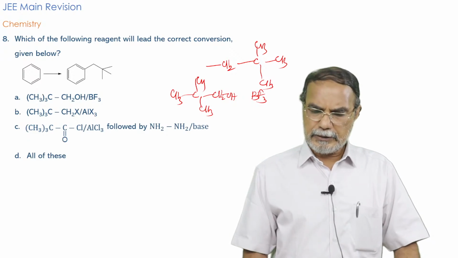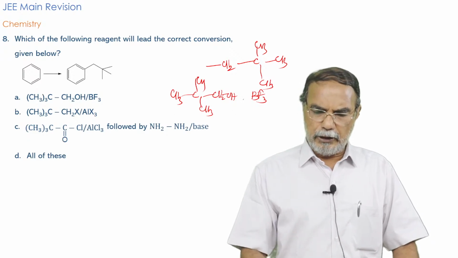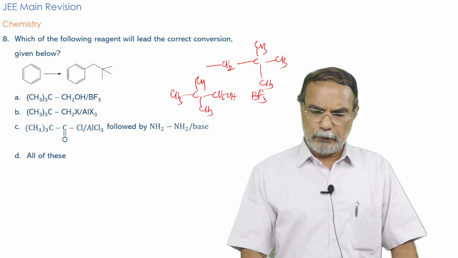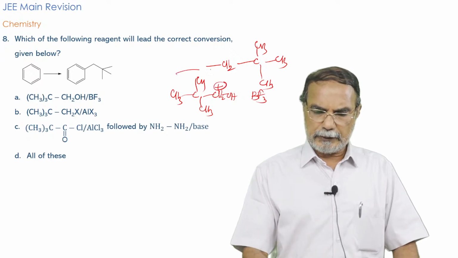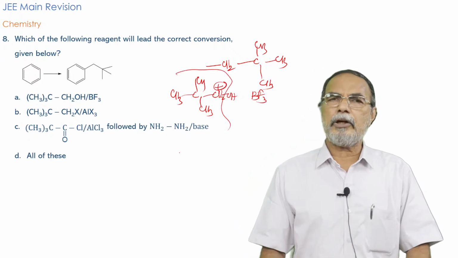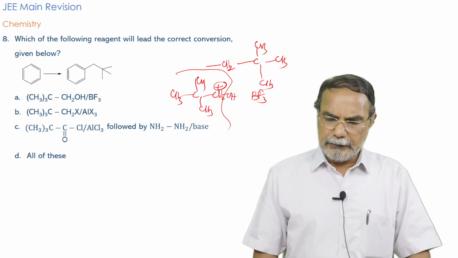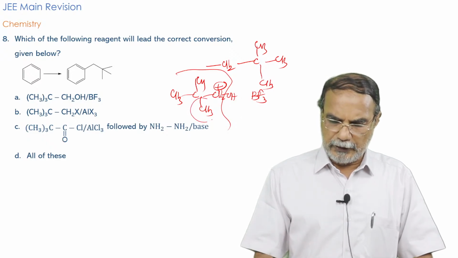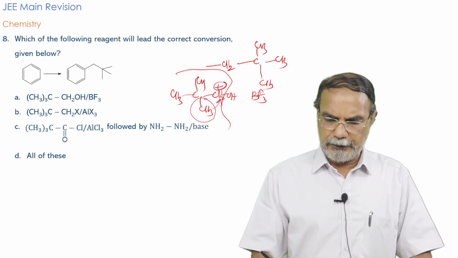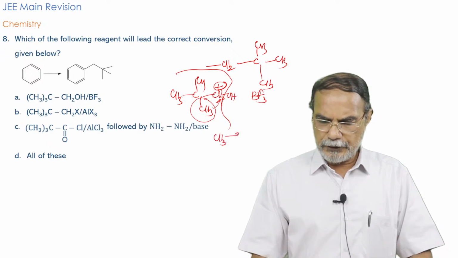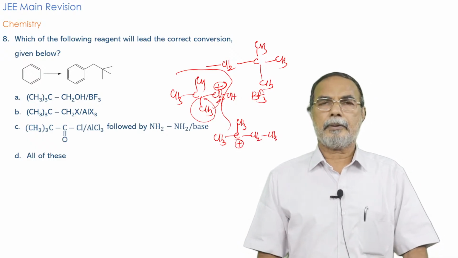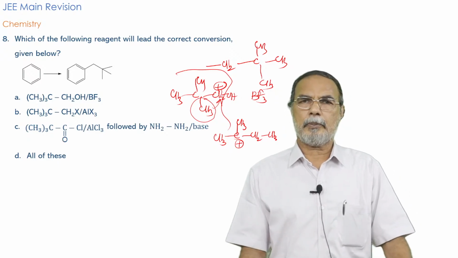But the point is, from this neopentyl alcohol, what will be the carbocation generated? The carbocation generated will be this one. That is the neopentyl carbocation. And the neopentyl carbocation being a primary carbocation, remember the possibility of rearrangement. This methyl group may migrate to this position and you have CH3 CH3 CH2 CH3, which is a tertiary carbocation, more stable than a primary carbocation.